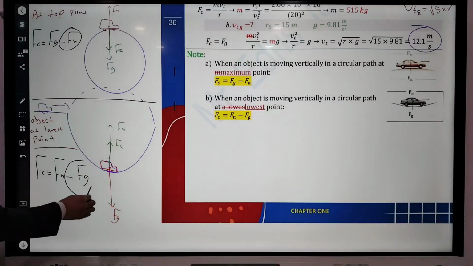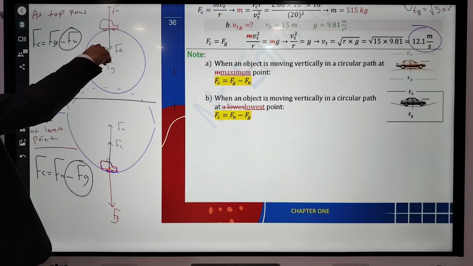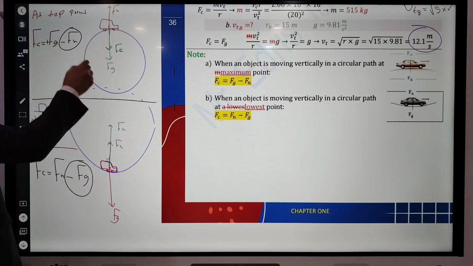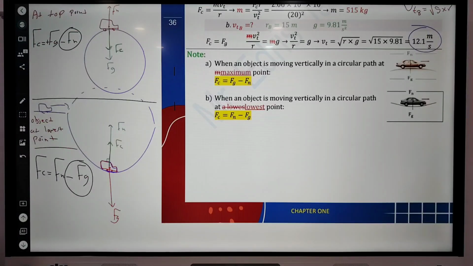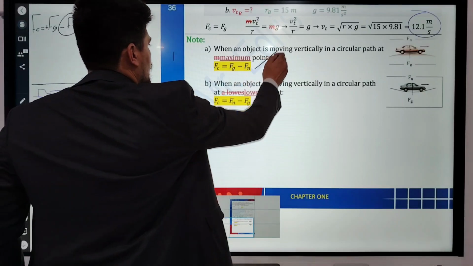Why is Fg negative here? Because it is outward from the center. But why is Fg positive there? Because it is toward the center. And you can also consider Fg negative here, but by multiplying by negative one, you get the other equation. So at the lowest point, Fc is equal to Fn minus Fg. And I also mentioned it here.